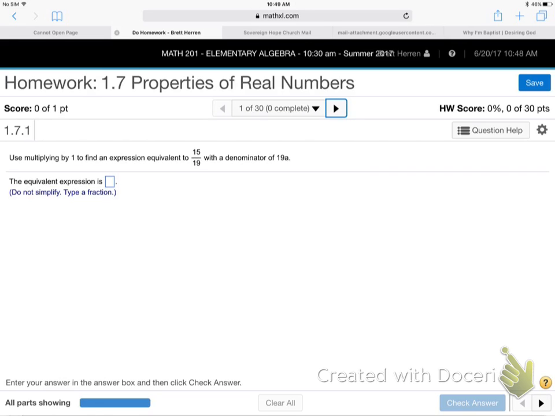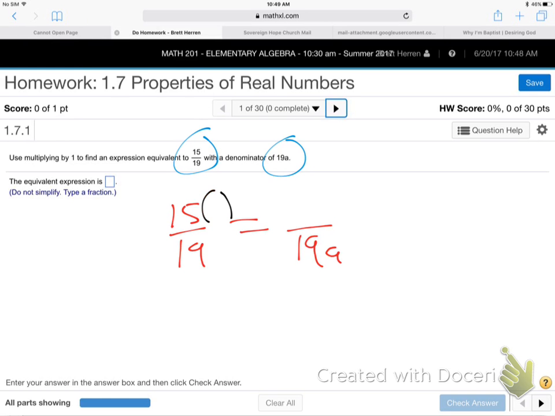So multiply by 1, 15/19, denominator 19a. It's kind of a weird question. What are they talking about? They want you to take 15/19 and make the denominator become 19a. It's just a common denominator exercise, but they're saying it kind of strangely. So what do they want you to do? They want you to say what needs to be done, top and bottom of that first fraction, to make the bottom become 19a.